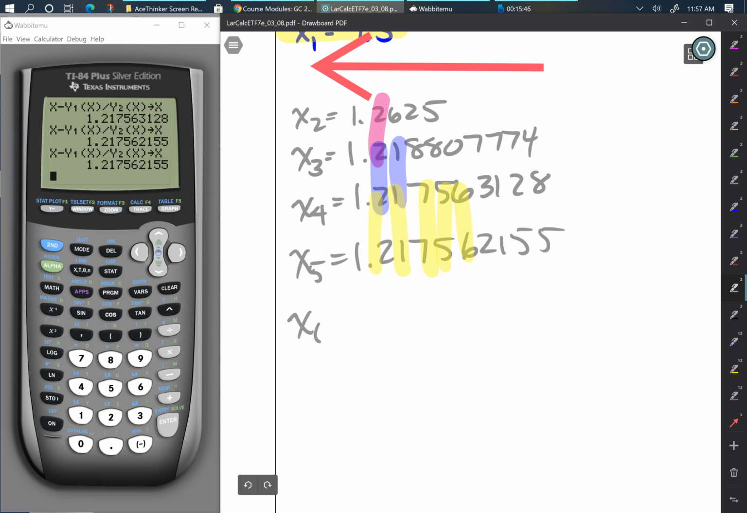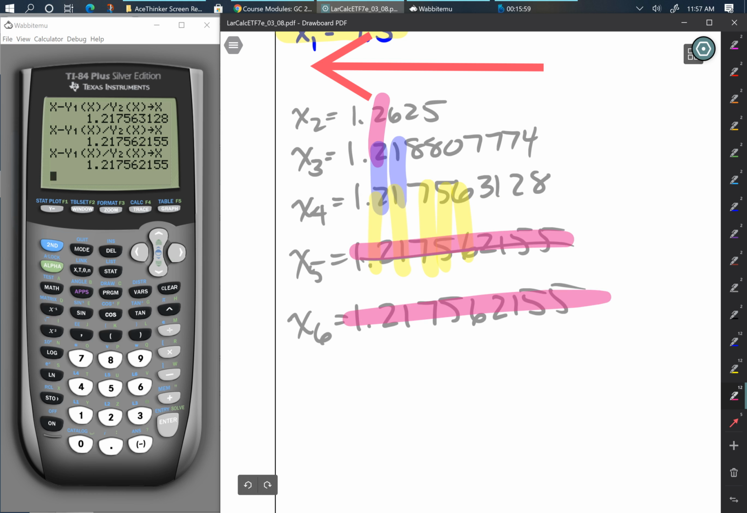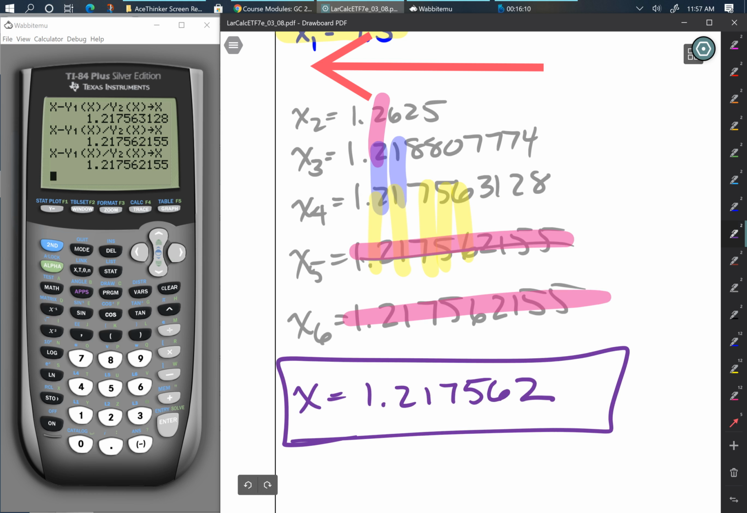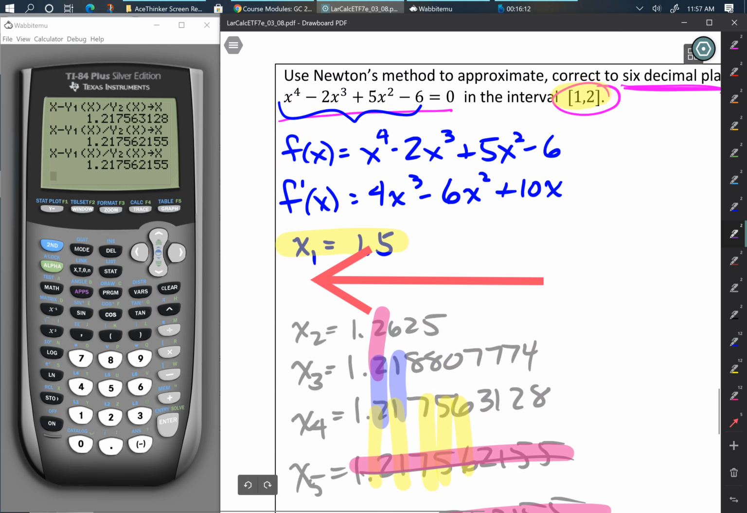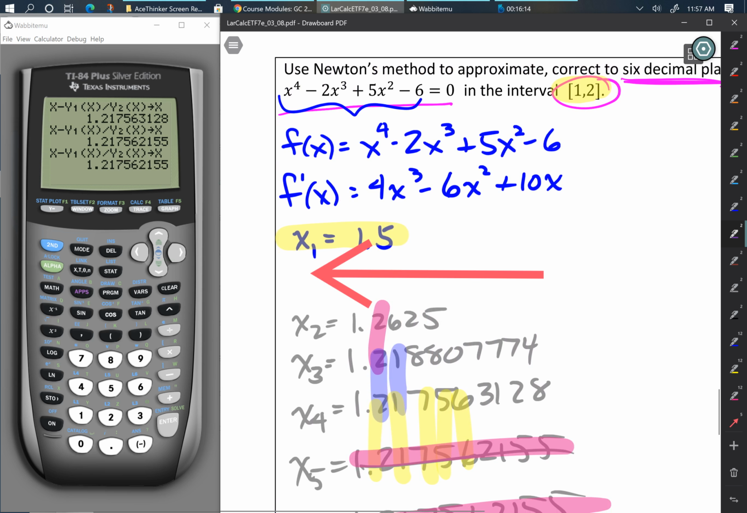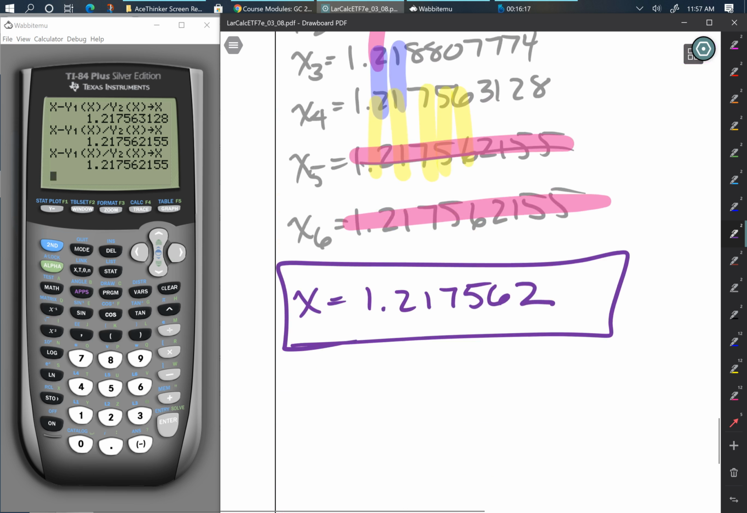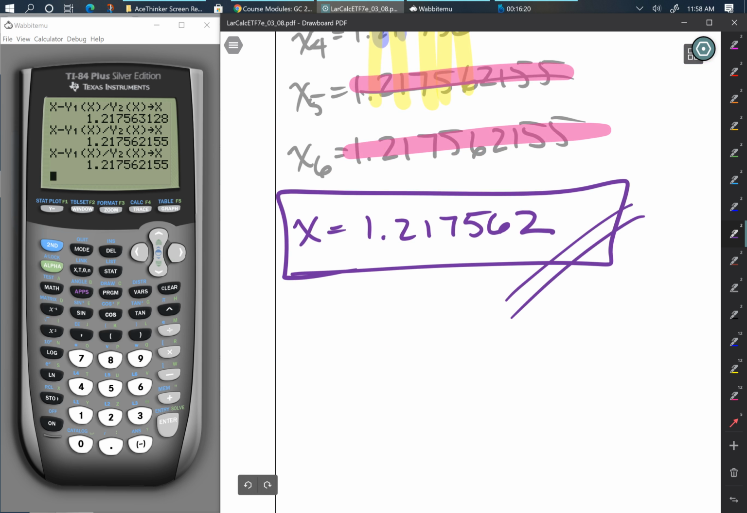X sub 6, 1.217562155, and it looks like we got a complete match. Oops. Complete match all the way out. So my final answer is that x should be 1.217562, 6 decimal places of accuracy. There is the root to the equation x to the 4th minus 2x cubed plus 5x squared minus 6 is equal to 0 on the interval 1 to 2 using Newton's method as an approximation technique.